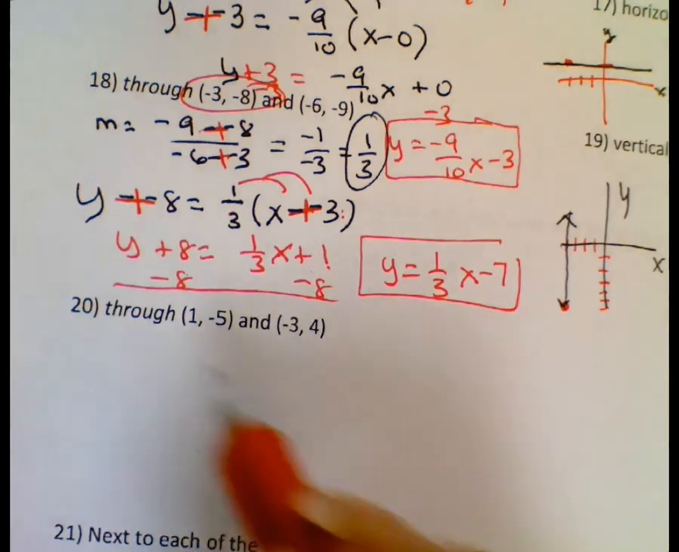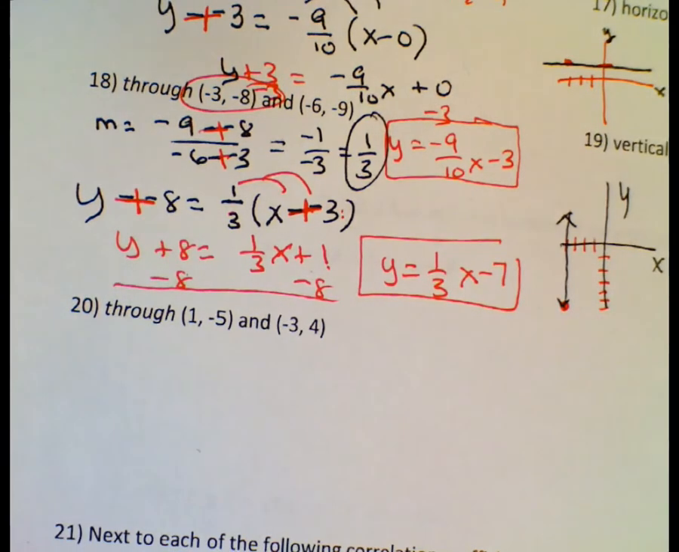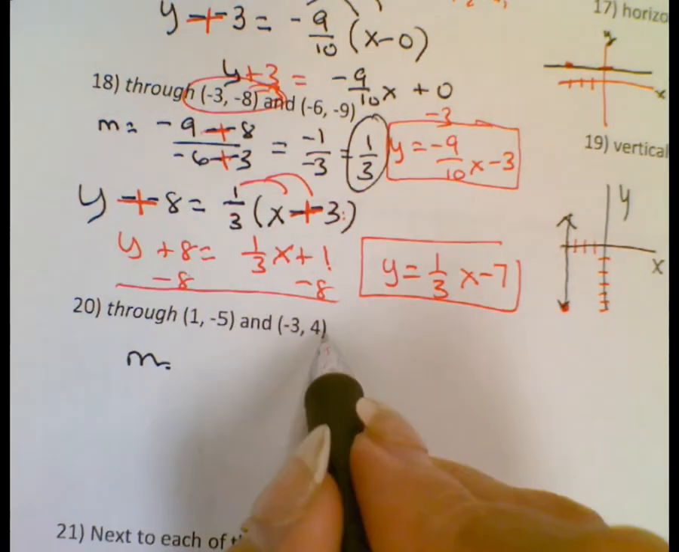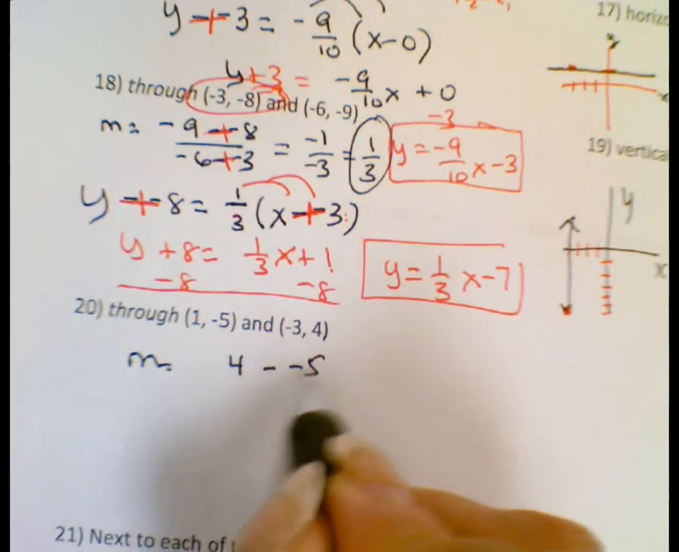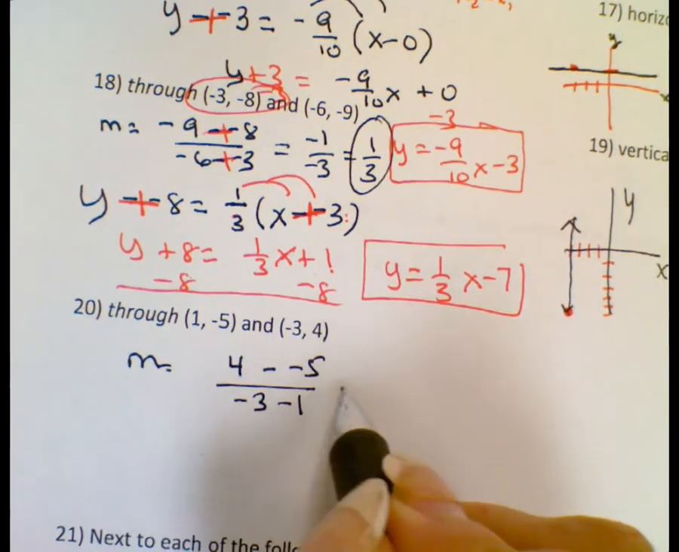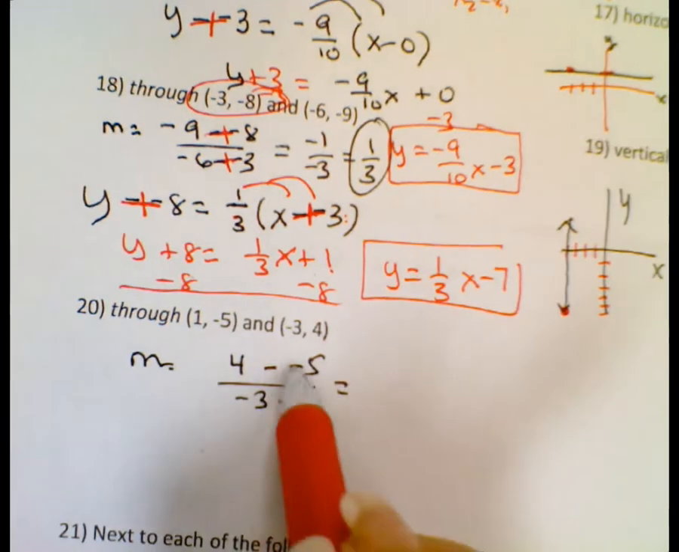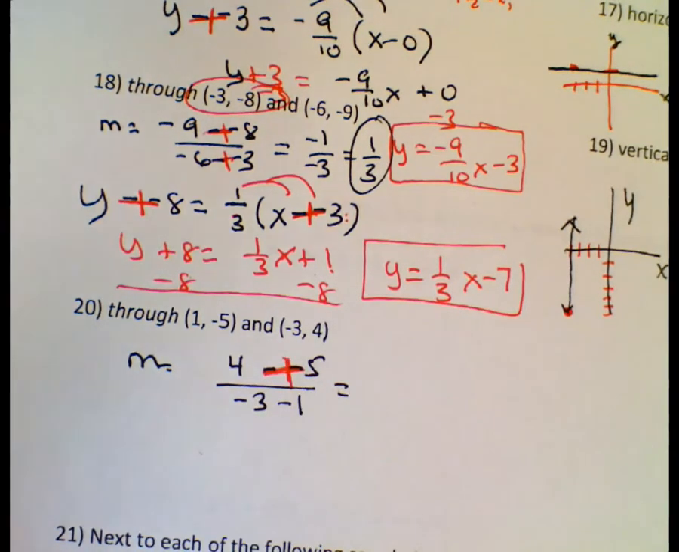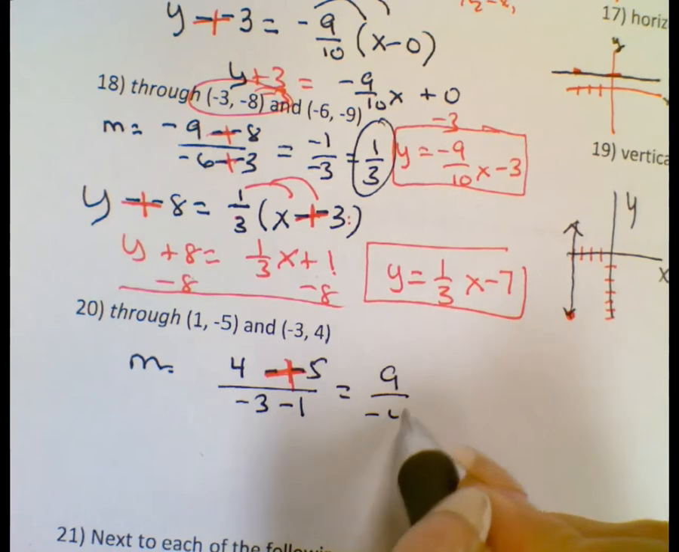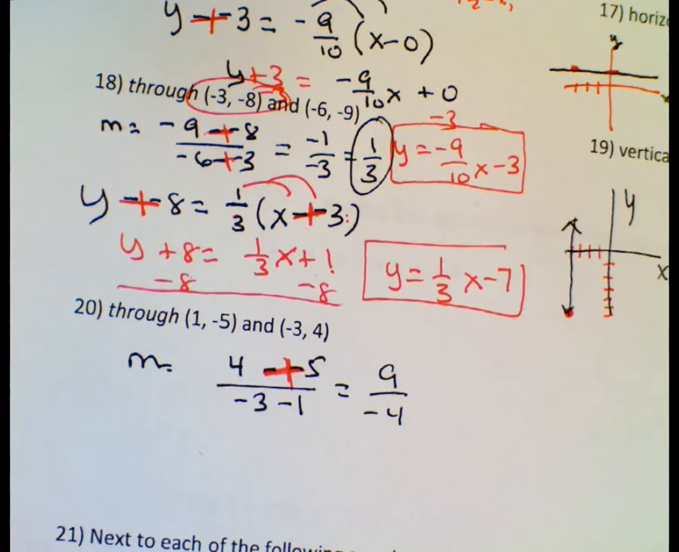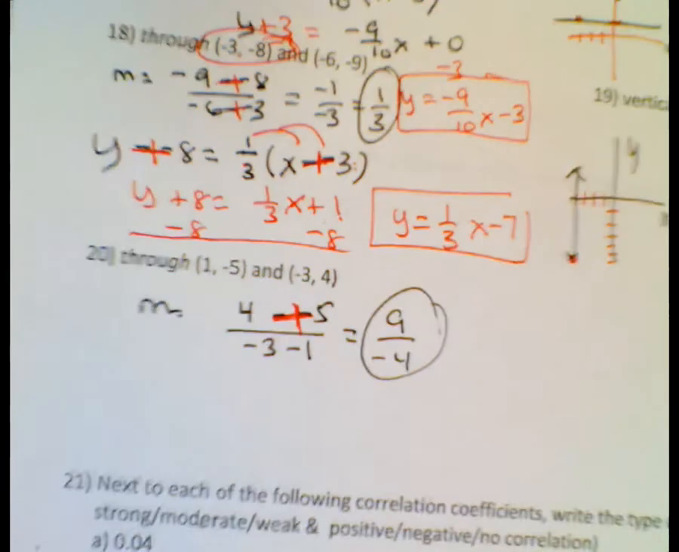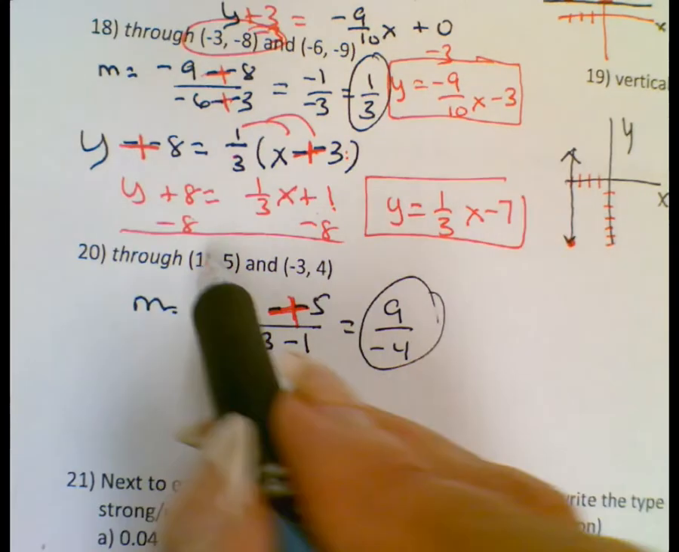So 20, same thing. We're going to find the slope. So the slope is 4 minus -5 over -3 minus 1. Double negative on the top becomes a 9 over -4. I know, ugly fractions. Let me double check that. 4 minus -5 is 9. -3 minus 1 is -4. Okay, this is it. This is our slope. Ugly slope. So which point do you guys like?